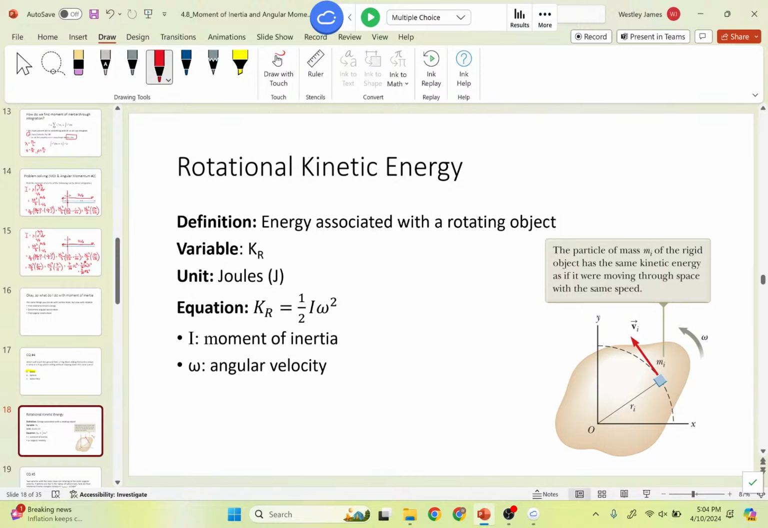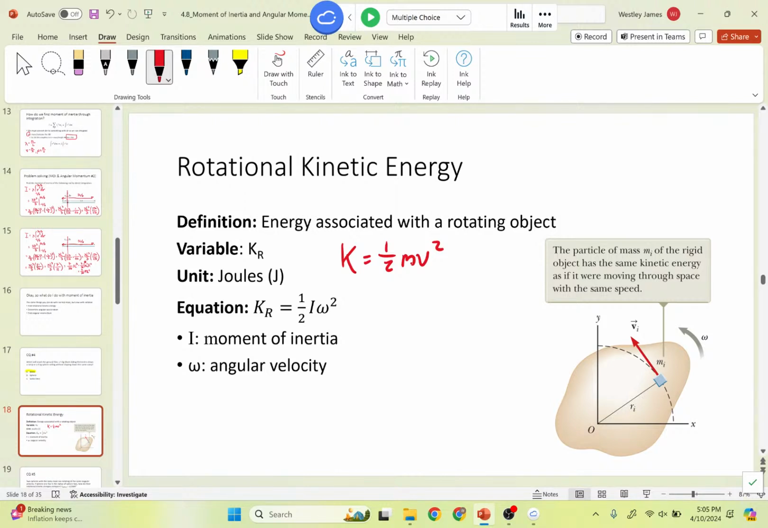So here's the equation for it. It should look a heck of a lot like kinetic energy, like regular. Instead of 1/2 m, so regular kinetic energy is 1/2 mv squared. Replace m with moment of inertia, replace v with angular velocity, and bam, you got rotational. Same idea. You can see, so we needed moment of inertia for this.